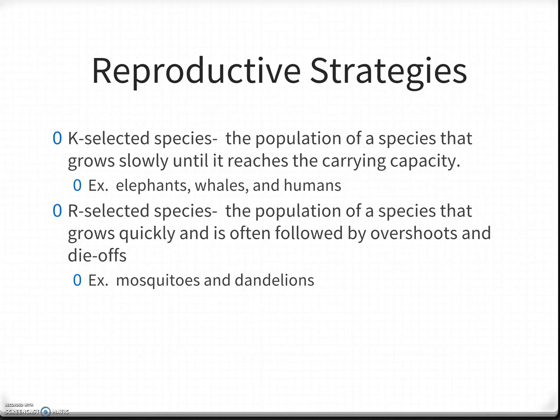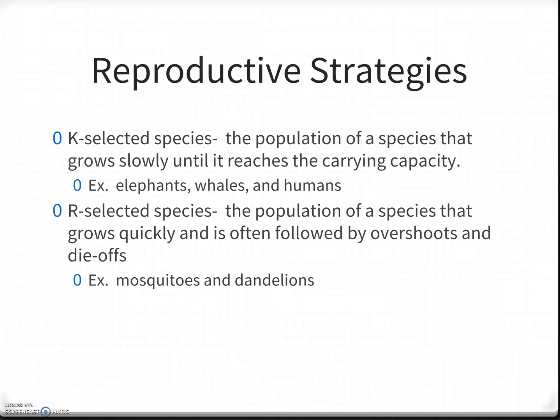We have two different reproductive strategies. We have K-selected species and R-selected species. A K-selected species has a low intrinsic growth rate, which causes populations to increase slowly until they reach their carrying capacity. They reach that K value. Traits of K-selected species: they are typically large. They have a late reproductive age. They have few and large offspring, and they require lots of parental care. These are lots of mammals and most birds.